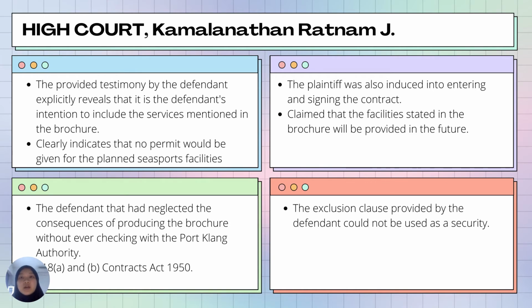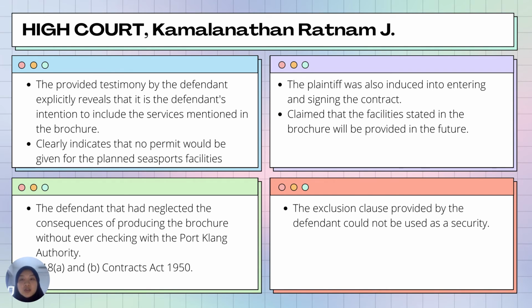The learned High Court judge stated that it was the defendant that had neglected the consequences of producing the brochure without ever checking with the Port Klang authority, and that the general manager had the duty to oblige. And Section 18A and B of the 1950 Act is to be applied. Next, the defendant's case on the effect of the exclusion clause, however, was rejected.